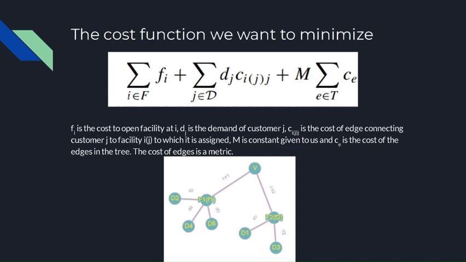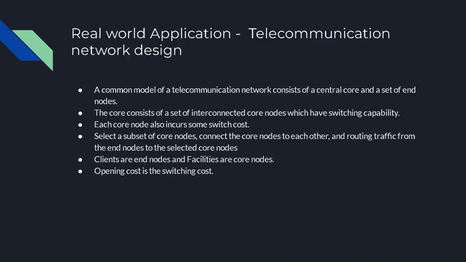So if the problem is clear and the cost function is now known to us, let us come to a real world application, because you might be wondering why we are solving this problem in the first place. This has a real world application in the telecommunication network design domain. In this we have a central core, and there are a set of end nodes.